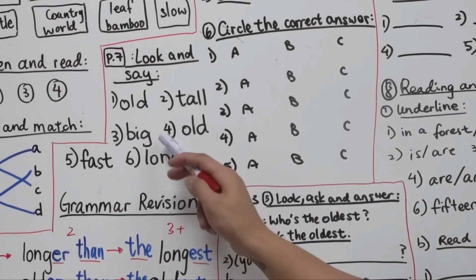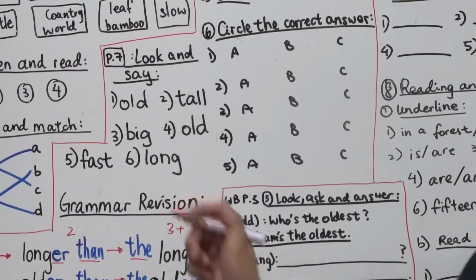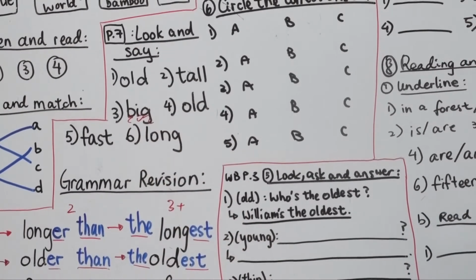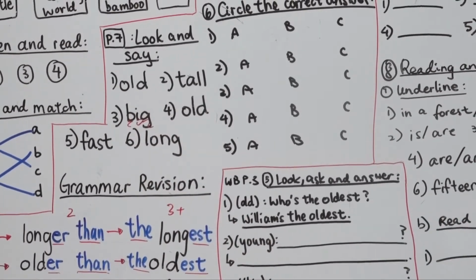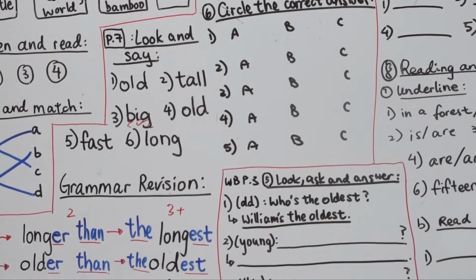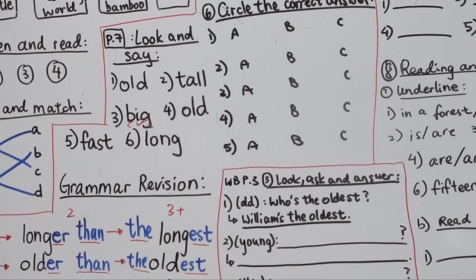What about number 3? Big, and then we have elephant. Look at big: we have C, V, and C. So what about the elephant? The elephant is the biggest in the park. Very good. You have to put another G for biggest. So what about number 4? Old, another old.